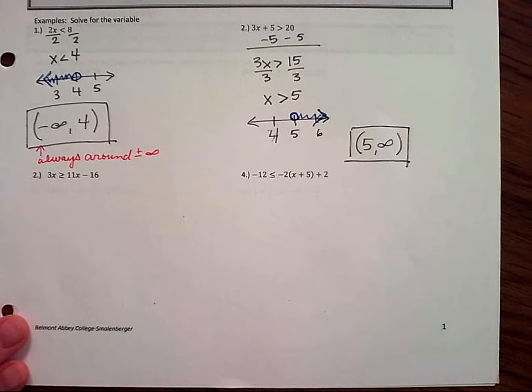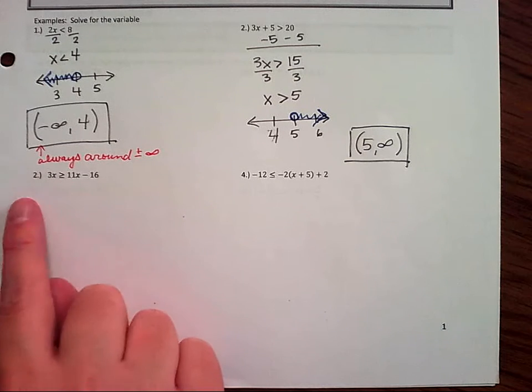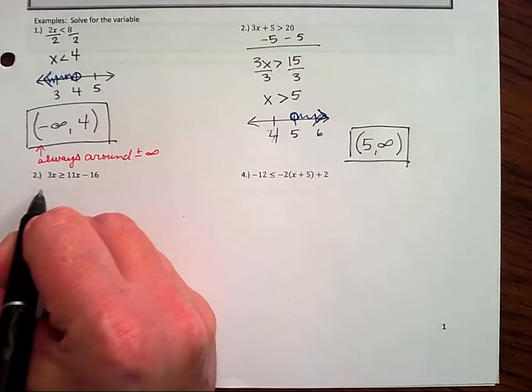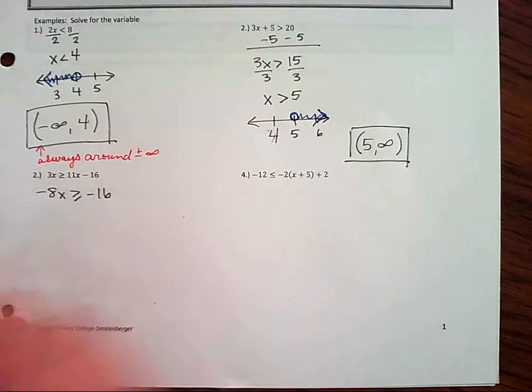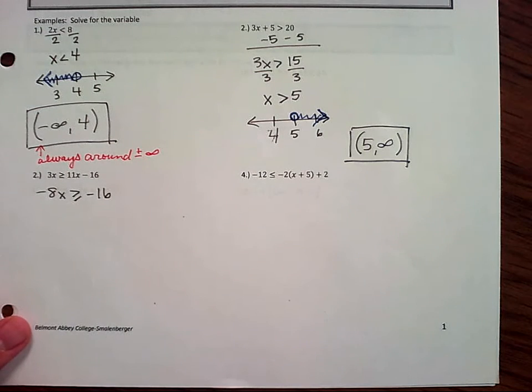Just like with linear equations, I don't need to write plus 5, divided by 2, divided by 2. Whatever I do to one side, I have to do to the other side. So here I'm subtracting 11x from both sides, and what do I get? Negative 8x is greater than or equal to negative 16. Now what?